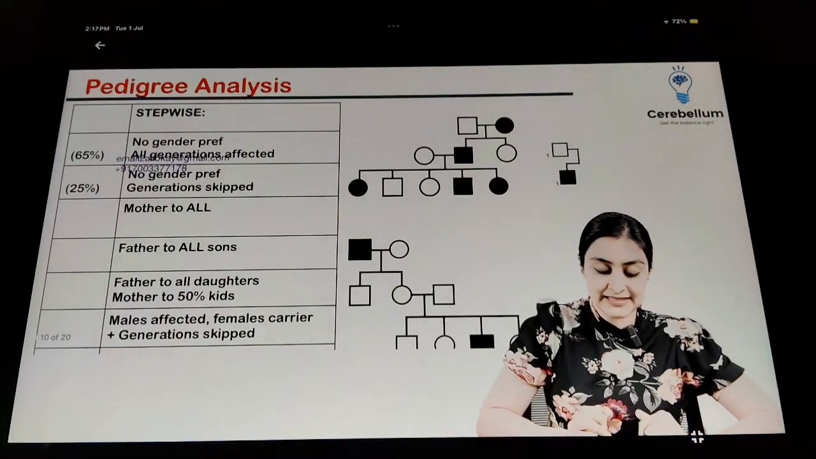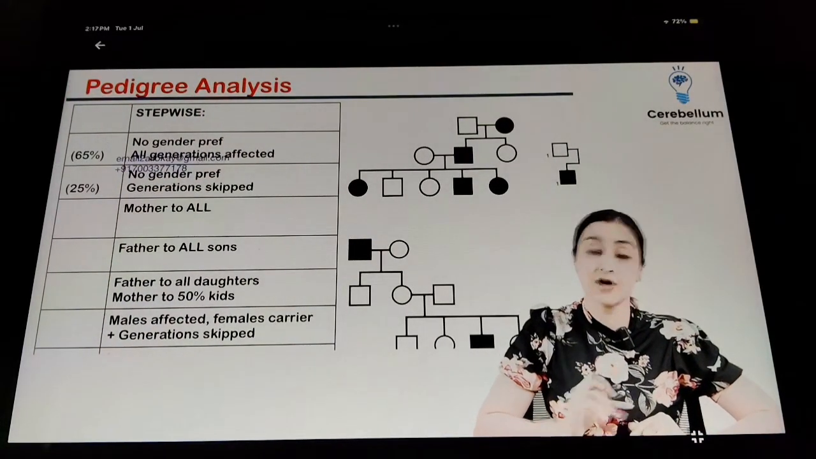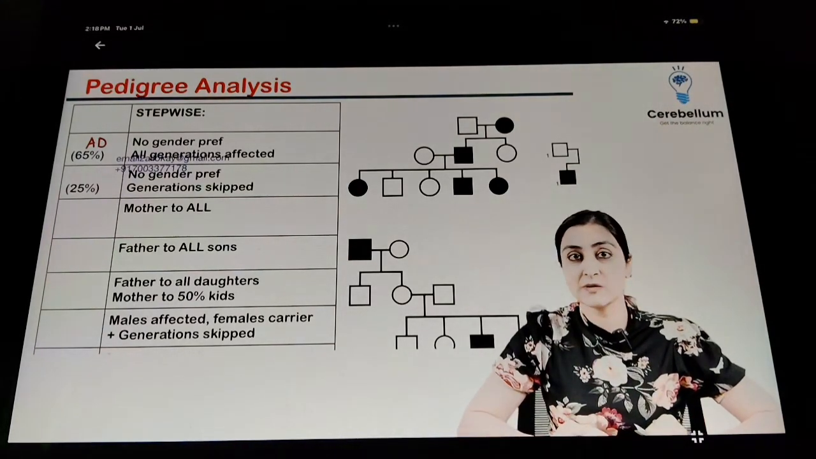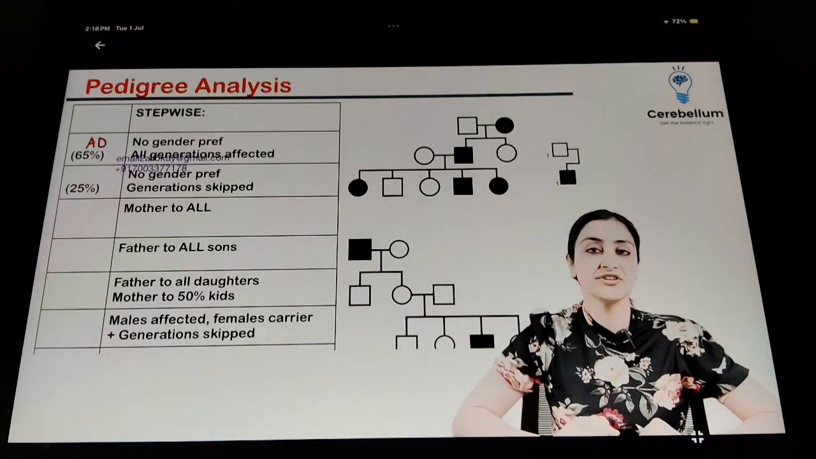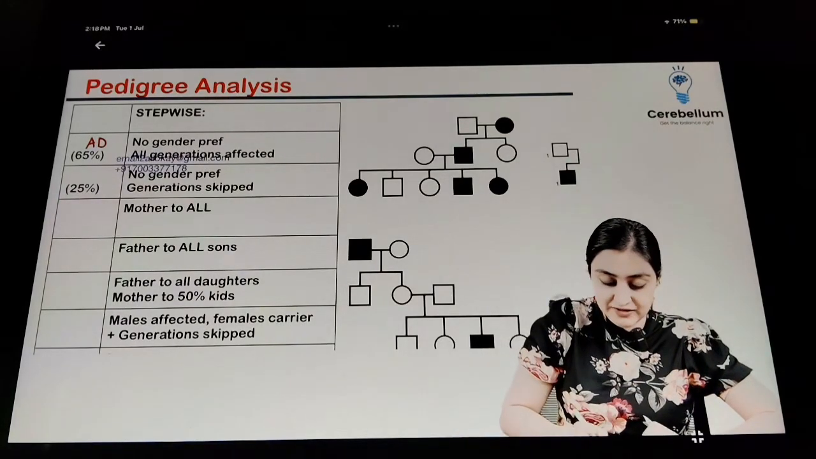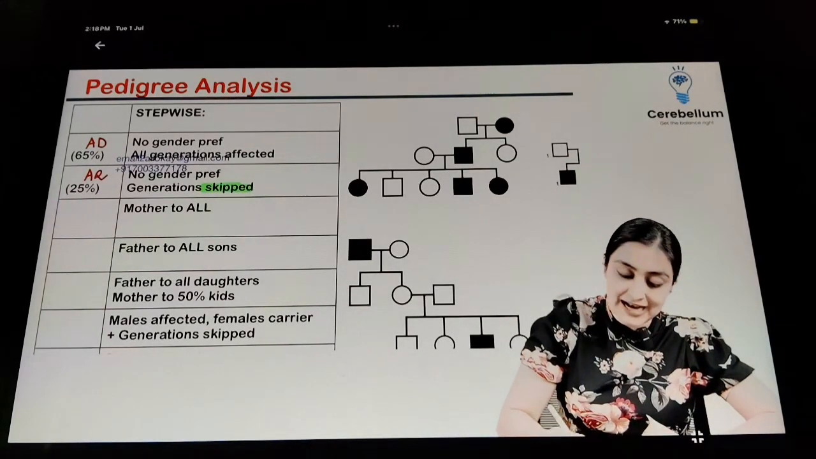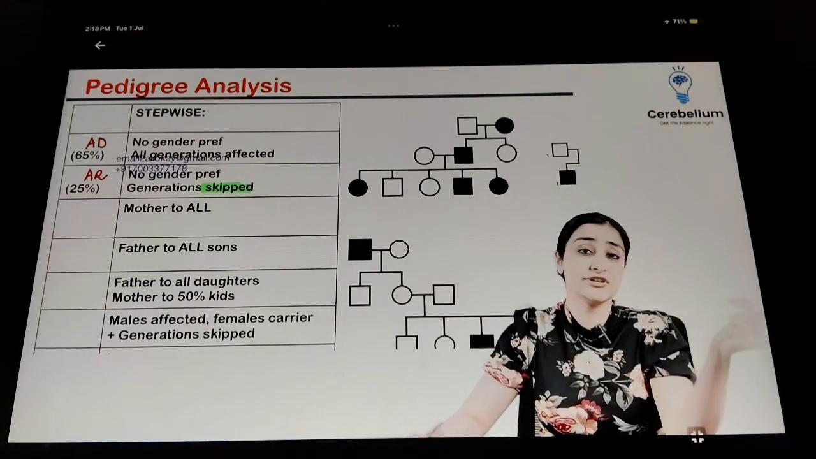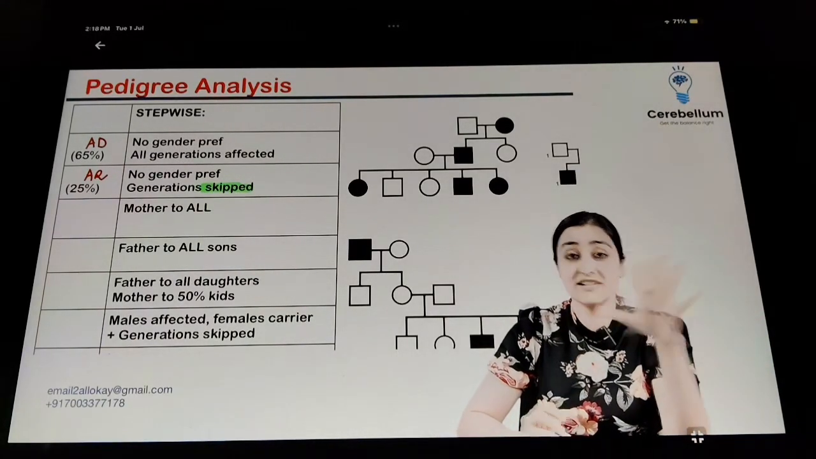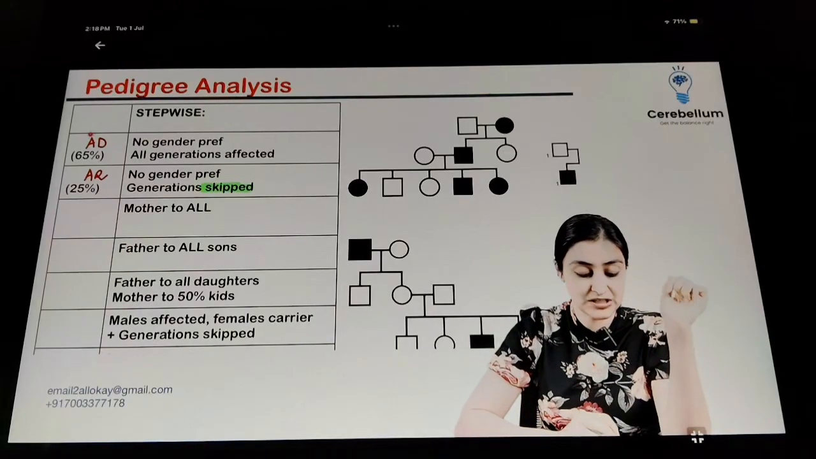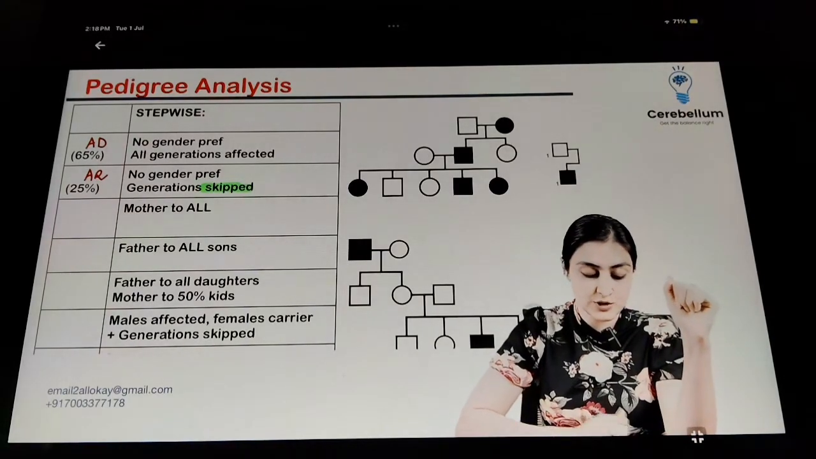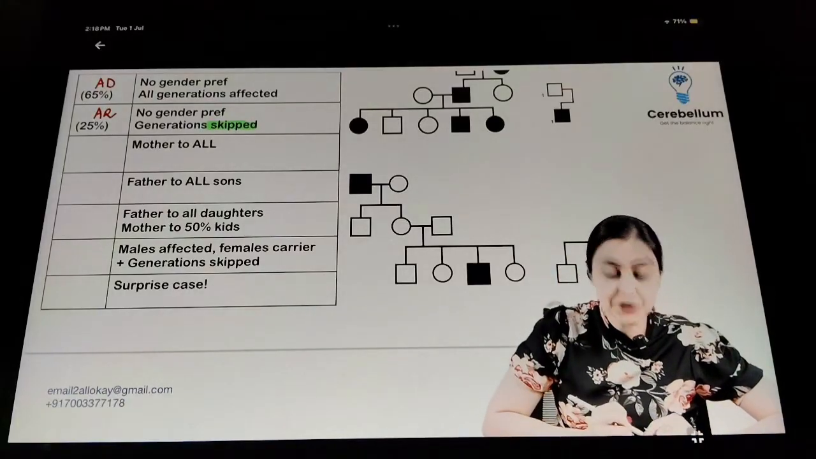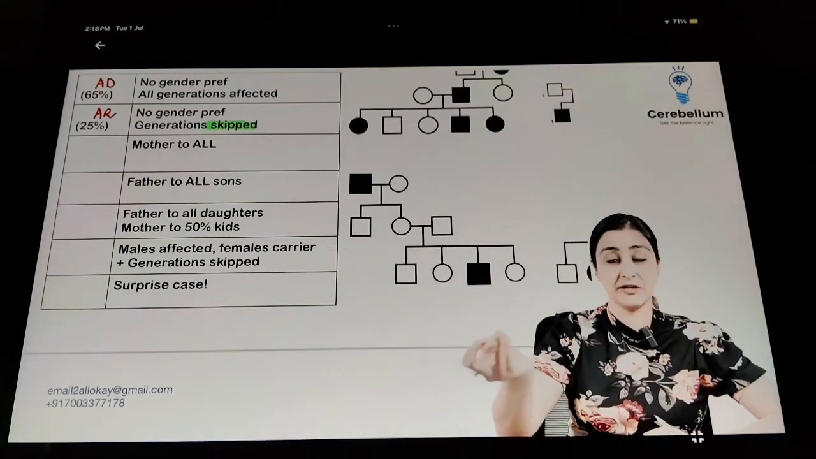What you have to first see is, is this having any gender preference and are all generations affected? If both are a yes, it is autosomal dominant. So no gender preference, matlab autosomal. It's not sex linked. All generations affected, matlab it's dominant. If you hear the words generation skipped, means I have to put in recessive into it, and because no gender preference, autosomal recessive. There's a very silly question or a very weird question that was asked in NEET 2023 where they give you percentages of everything. So the moral of the story is 65% of the diseases are autosomal dominant, 25% are autosomal recessive, remaining are remaining.